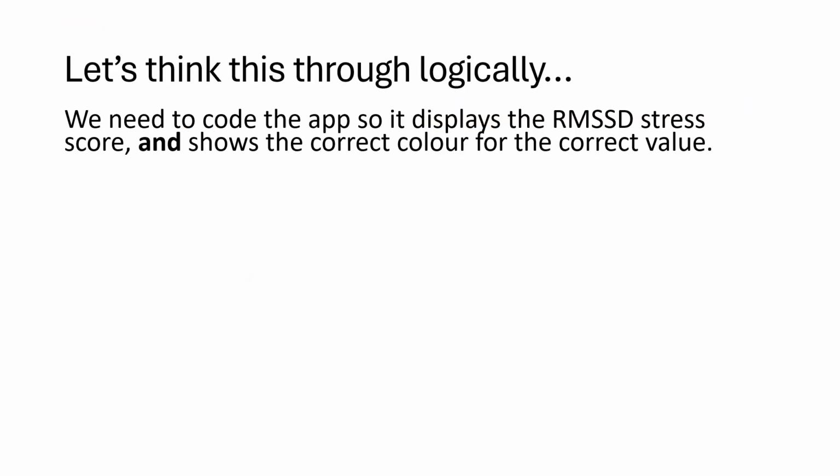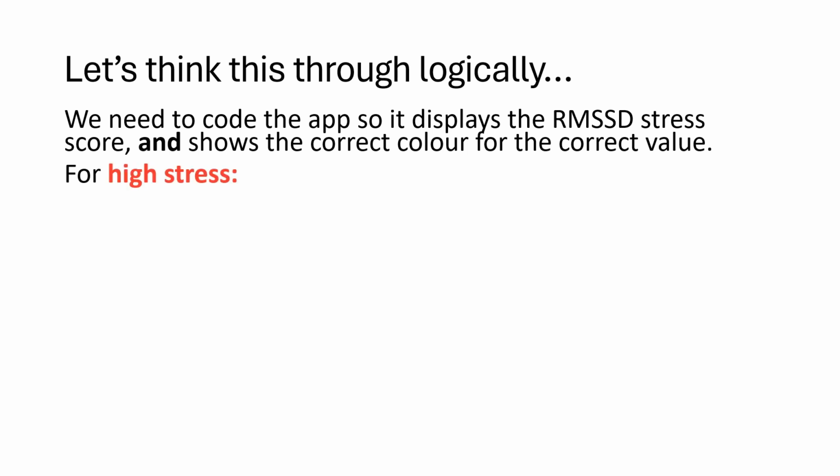Not only do we need to make it look good, but you actually need to code the app, and we're going to do this using blocks. Some of you may be familiar with blocks, or if not, there'll be a tutorial here and your teacher can show you how to do this. But we need to think about it logically. With the values that we had and the thresholds we've got, we need to make sure that it shows the right score and the right colour.